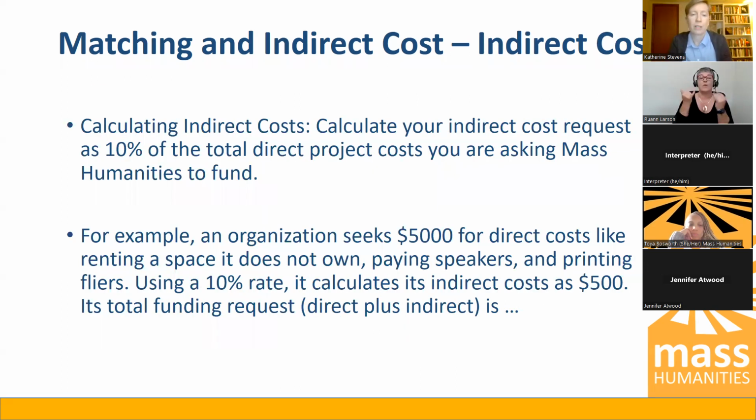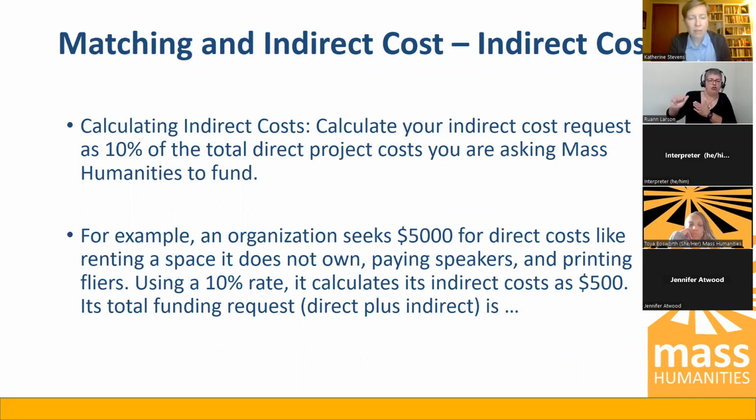You calculate that portion of indirect costs from your total direct project costs. Those are all the costs that you're listing in those regular cost line items, things like project directors and moderators, speakers, stipends for participants, all of those things. When you total those up, you can then take 10% of that total, and that 10% becomes the indirect cost you're able to claim. So here's an example. If an organization seeks $5,000 for direct costs, like renting a space that it doesn't own, paying speakers, and printing flyers, we'll then use a 10% rate to calculate the indirect cost it's going to claim as $500.